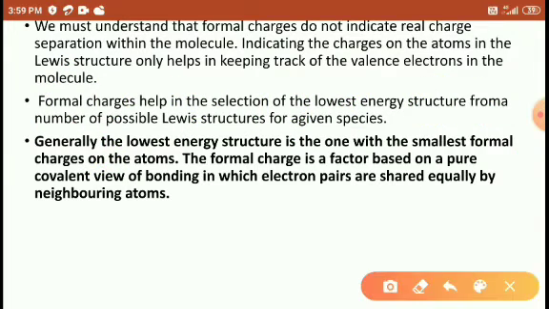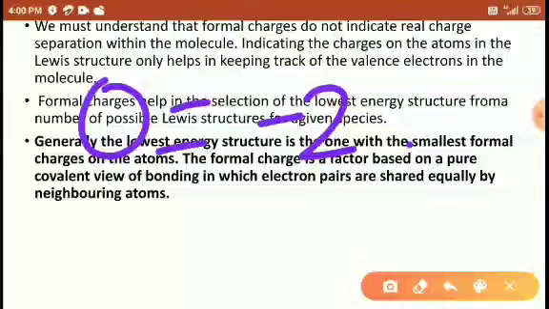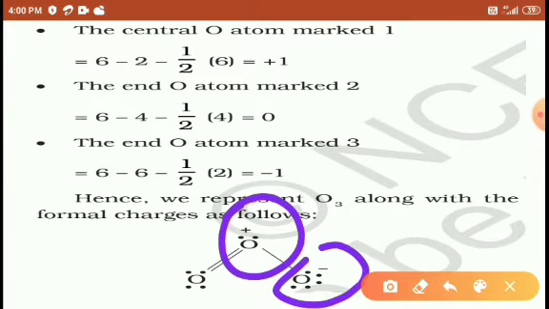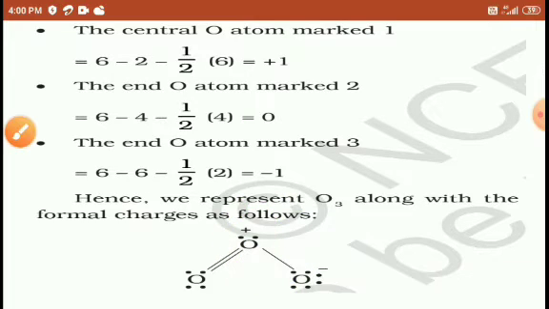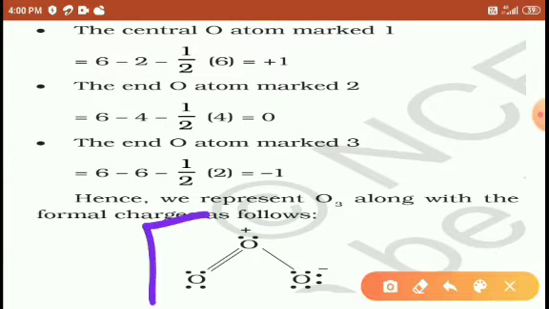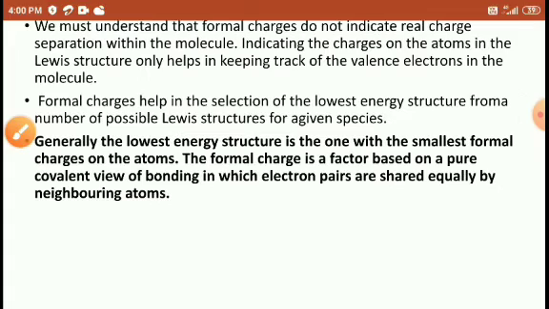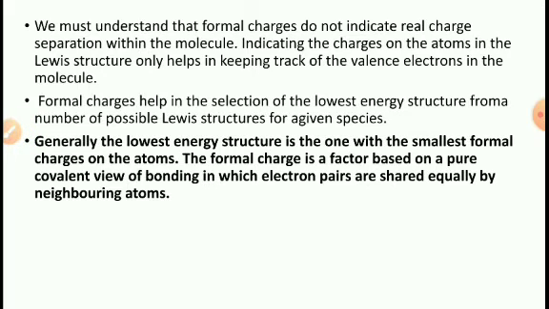Right, students, it cannot indicate the actual charge of the atoms, because we know that oxygen always develops a -2 charge, but in ozone, the 3 oxygens are developing different charges. So it is not the permanent charge of the oxygen atom. It is only in this molecule that we are discussing how much charge is developed on each different oxygen atom. Right, students?